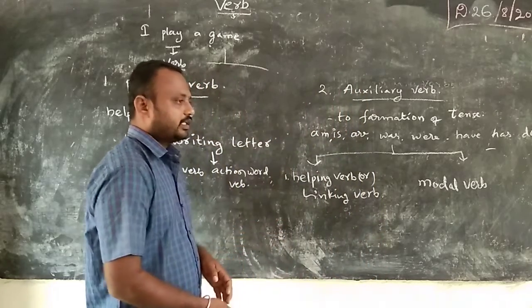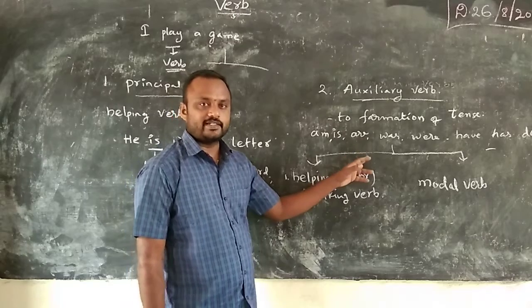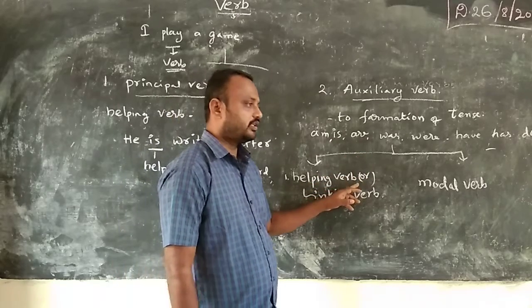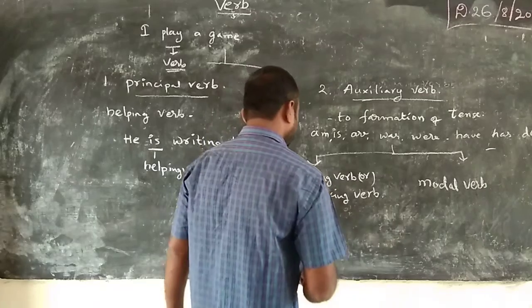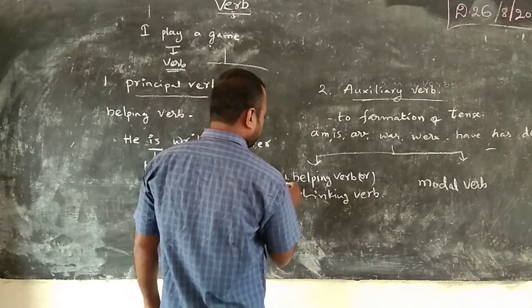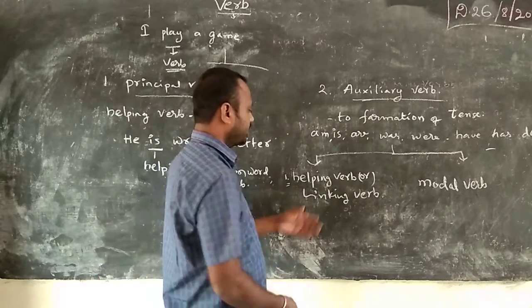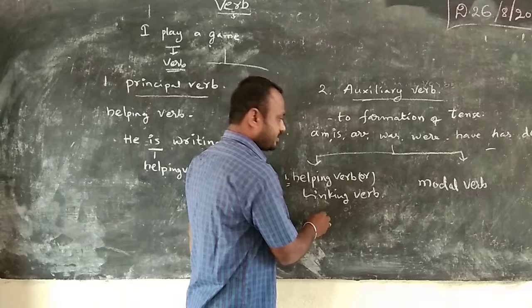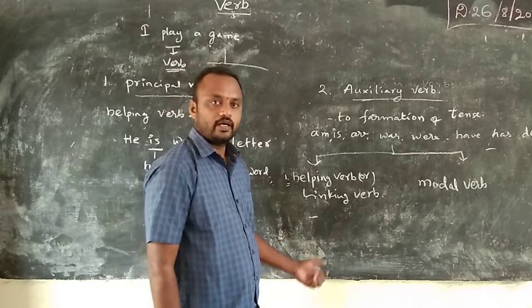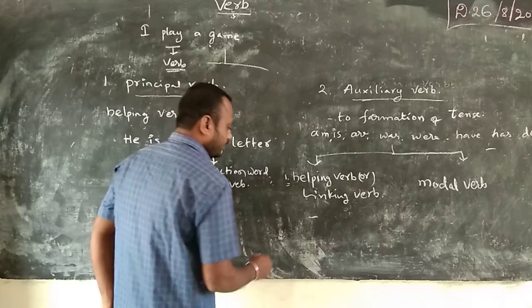A helping verb is a word that connects the sentence to the action words. What is the helping verb? It is a word that connects the sentence and the action word. It is called a helping verb.